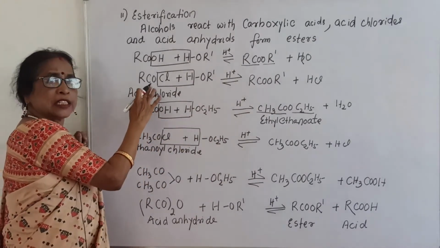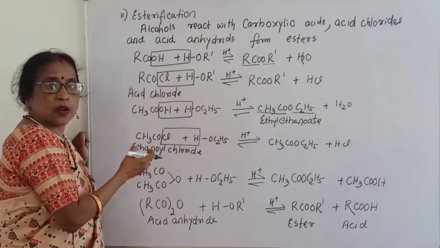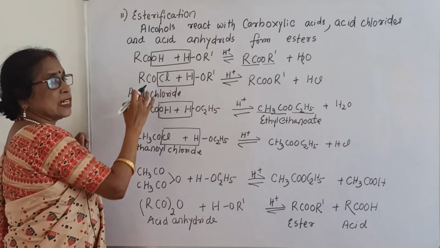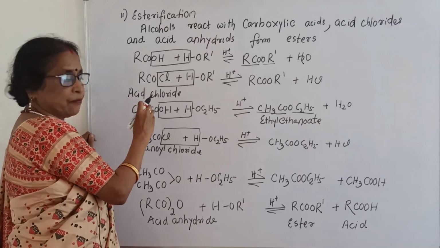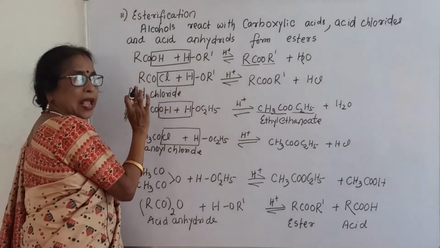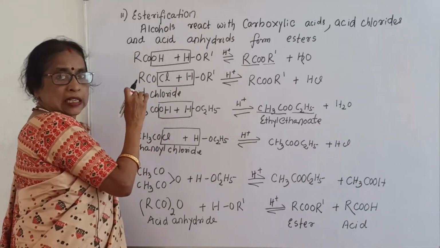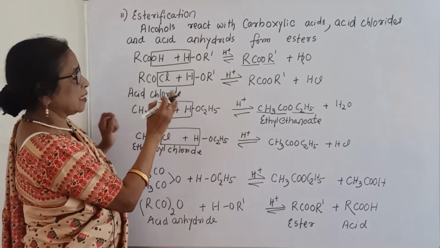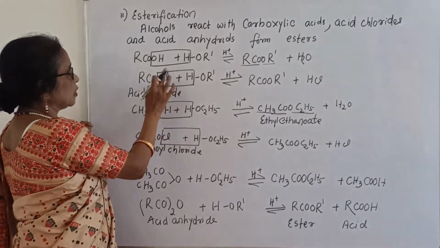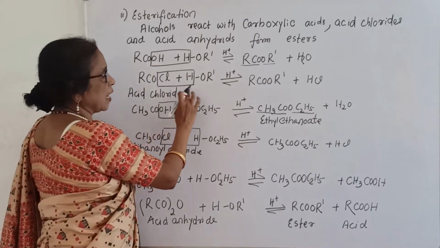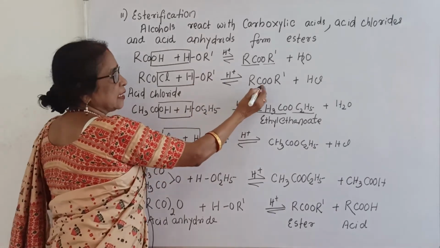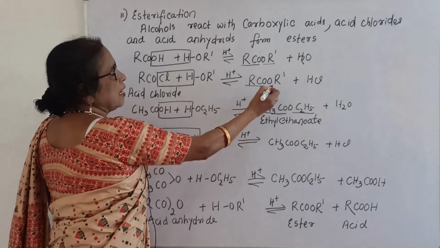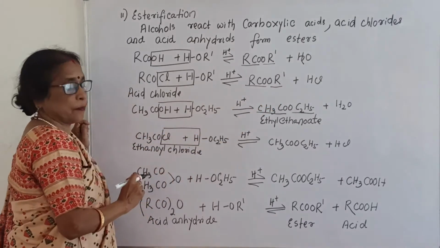Similarly, RCOCl is called acid chloride. RCOCl, acid chloride, means it is a derivative of acid. When you remove OH and replace it with Cl, then RCOCl is called acid chloride, and this is alcohol. Same as before, the left part is the acid part, and the right part is the alcohol part.